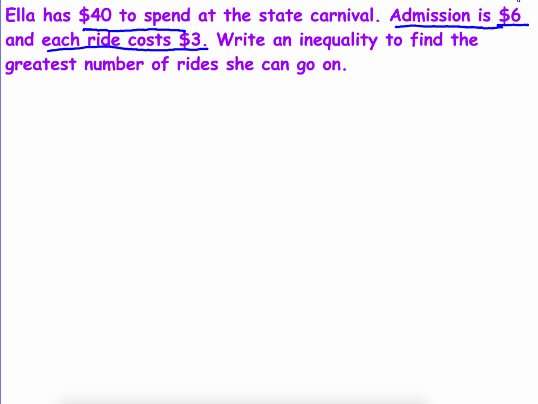So admission is your one-time thing. You pay your admission up front once. Then you have to continue paying for each ride. Well, each ride is $3. I don't know how many rides we go on. That's what we're trying to find. So there's my 3 times however many rides we go on. And that's what we're trying to find, the greatest number of rides. And we know that she has a total of $40. So we've got to figure out how many rides Ella can go on.